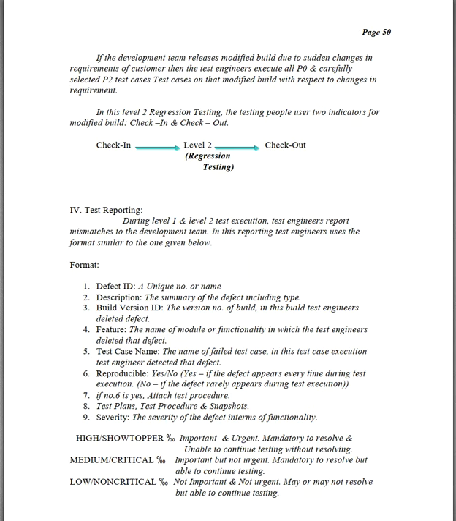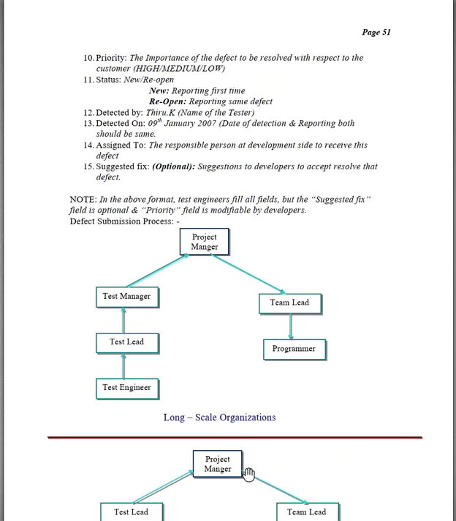Then we have test reporting. During level 1 and level 2 test execution, the test engineers report mismatches to the development team. The format has the defect ID, the description, the build version ID, the feature, the test case name, whether it is reproducible or not, then test plans and severity. Severity levels are like showstopper, medium, low. Then we have priority, which is with respect to the customer.